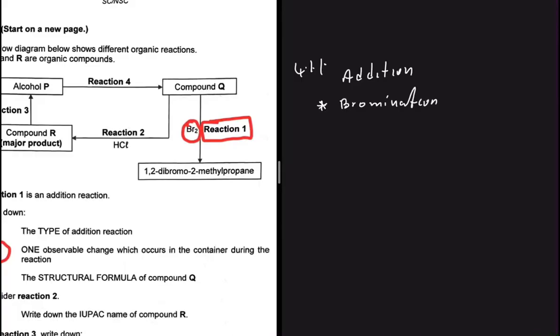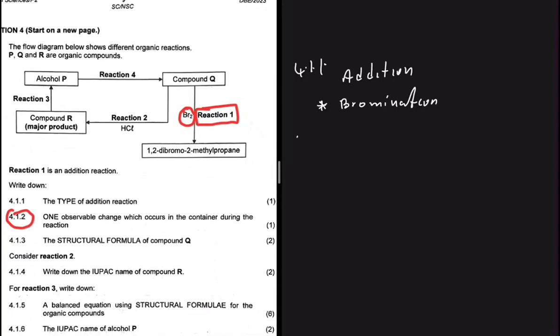Bromination. Right, if we were adding 2 hydrogens, then the answer would be hydrogenation, but here we're adding bromine, so it is bromination. Now 4.1.2, one observable change that occurs in the container during the reaction. When the reaction takes place, the color will go from brown to colorless, and not the other way around. So the answer to 4.1.2 is that the color of the container will go from brown to colorless.